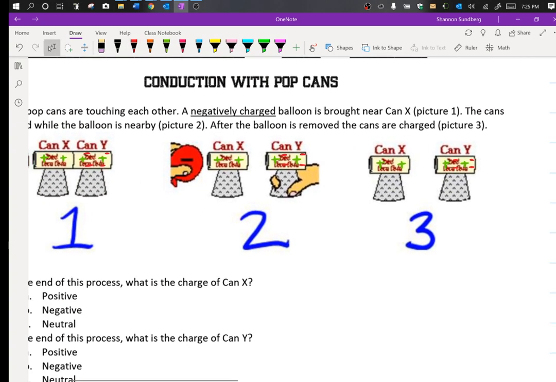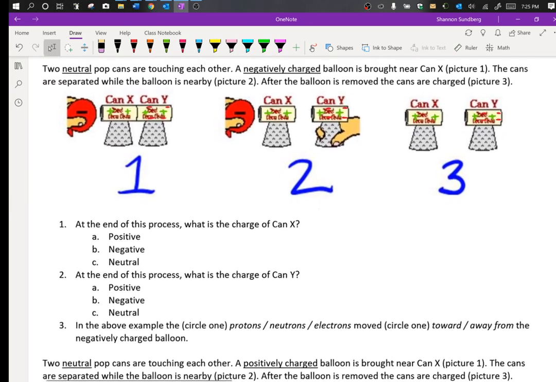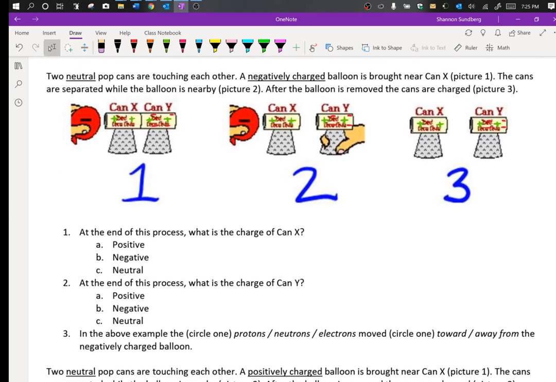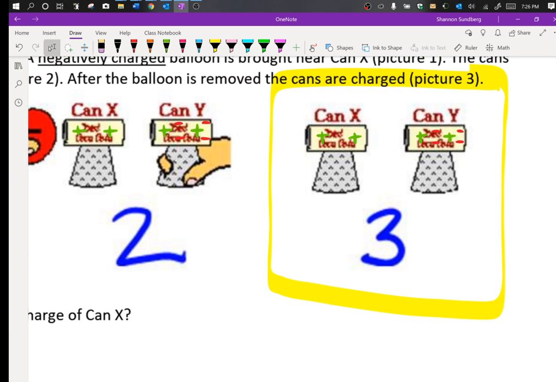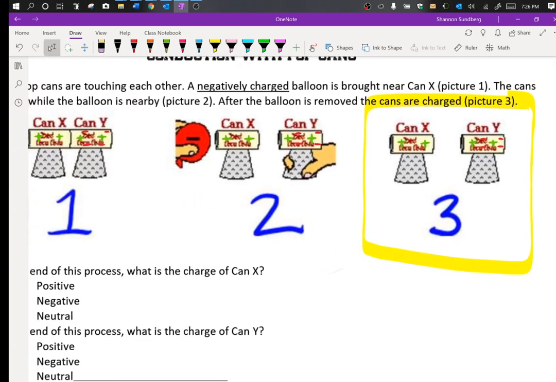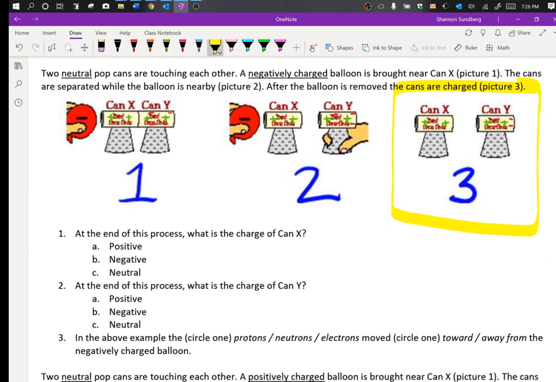So labeling these pictures is really important, because then you can easily answer these questions. So at the end of this process, number 1 here, what's the charge of can X? Well, at the end of the process, we're going to be focusing on picture 3, this guy. What's the charge of can X? Well, all those electrons ran out of can X and moved to can Y when I brought that negative balloon there. So the charge of can X at the end of the process was positive.